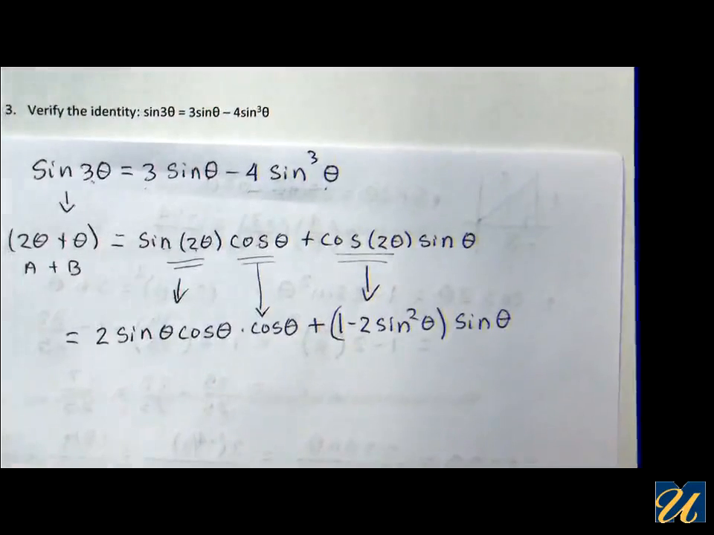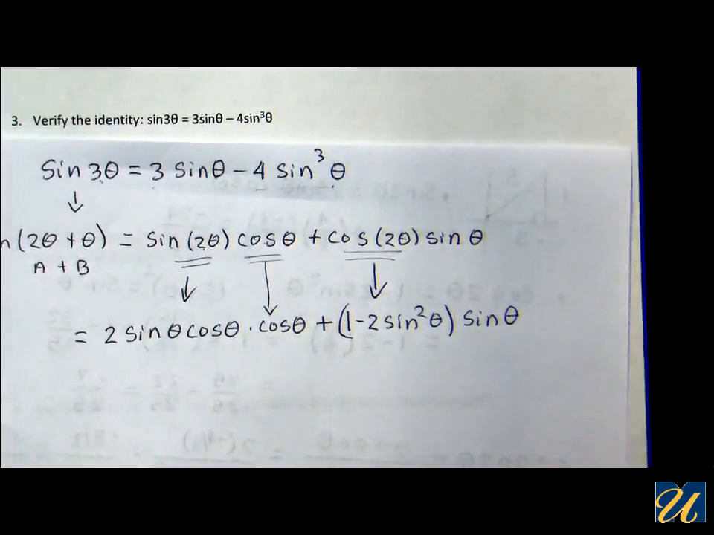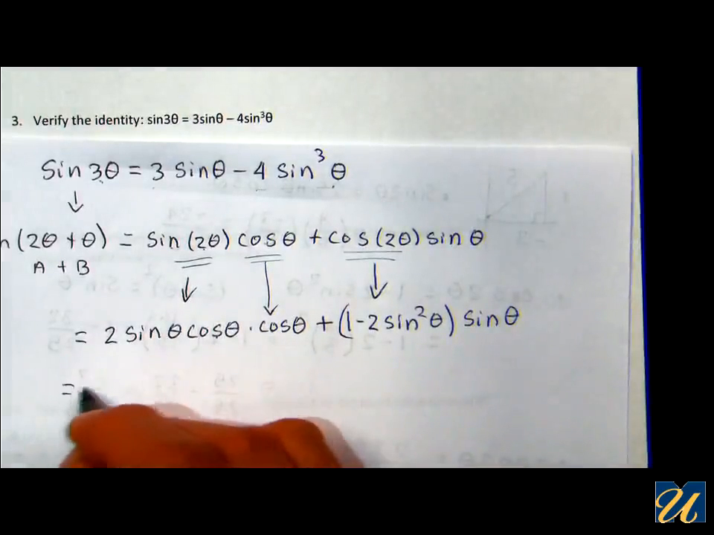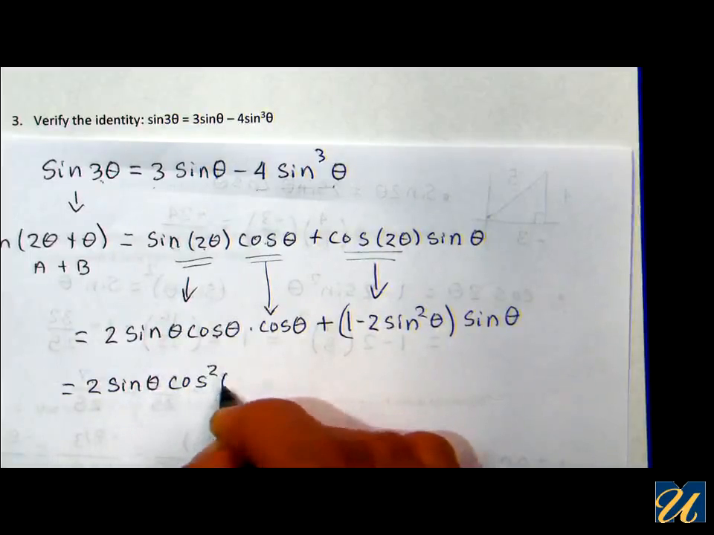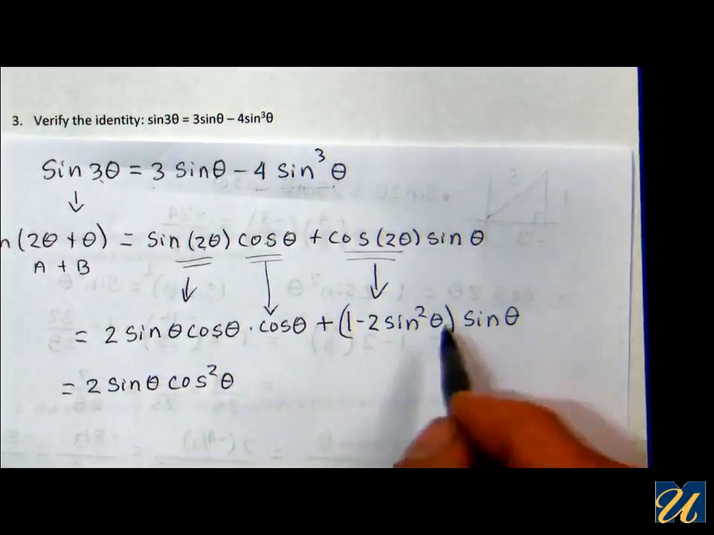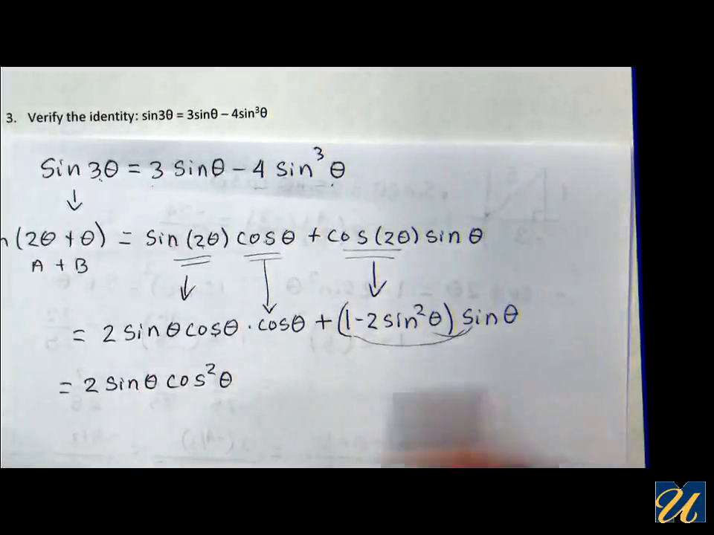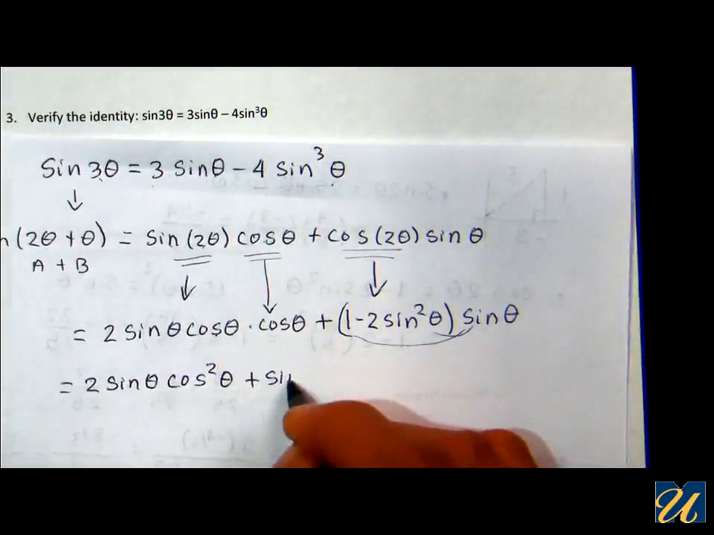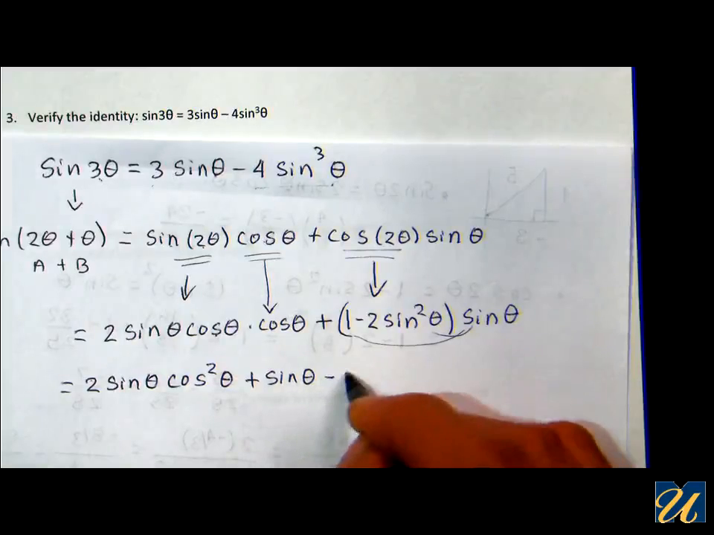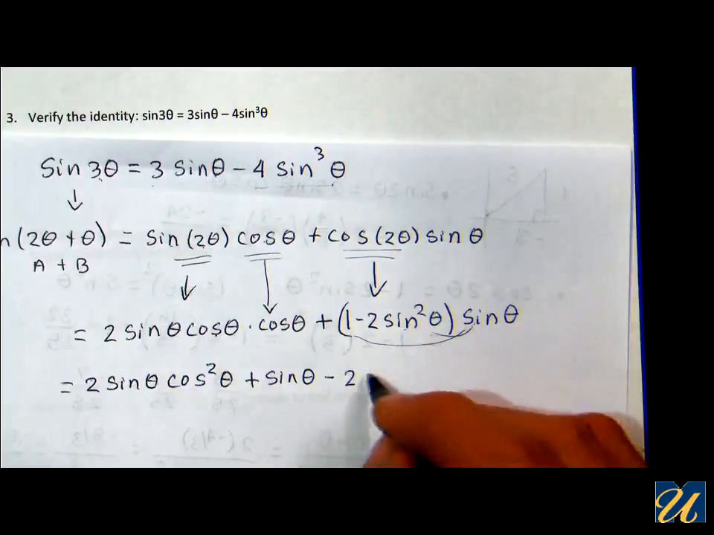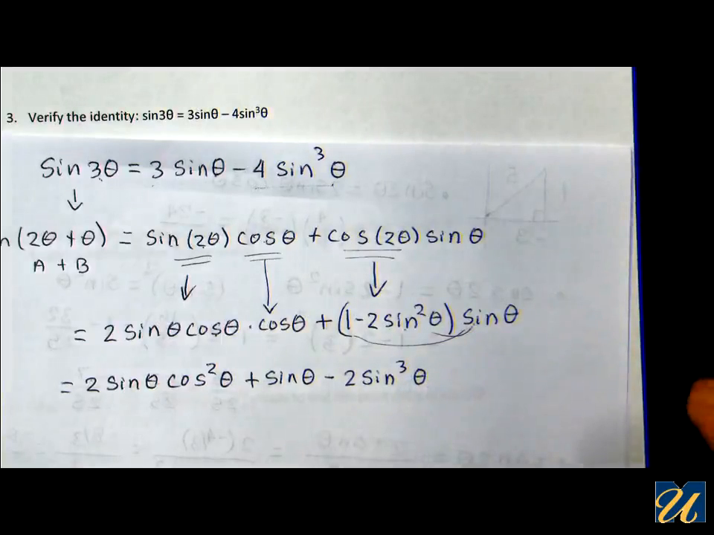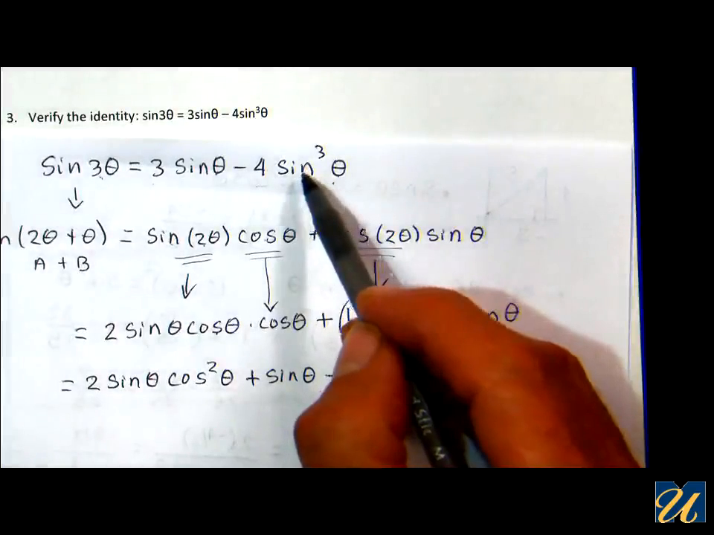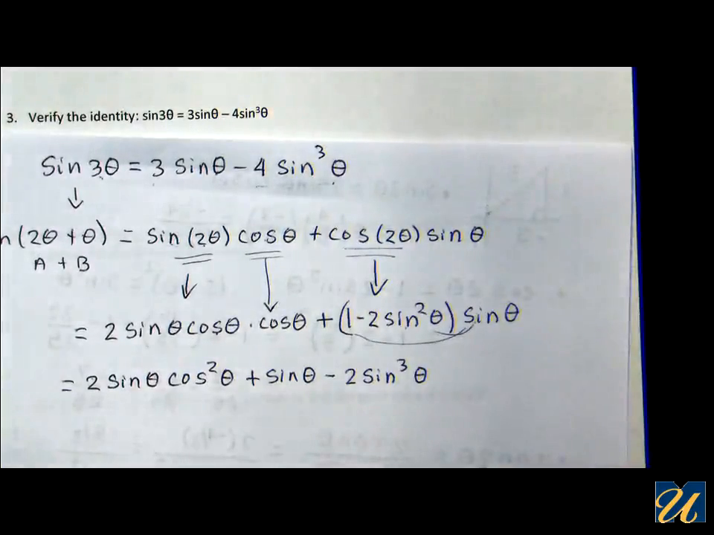Okay, it's getting big. What can we do? Cosine theta times cosine theta, we can compress that to be cosine squared. Okay, here we could distribute and pull it apart. So sine theta times 1 is sine theta, minus sine theta times sine squared is sine cubed theta. Okay, well that's looking good because we have a cube in the answer that we need to get to. So that's taking shape.